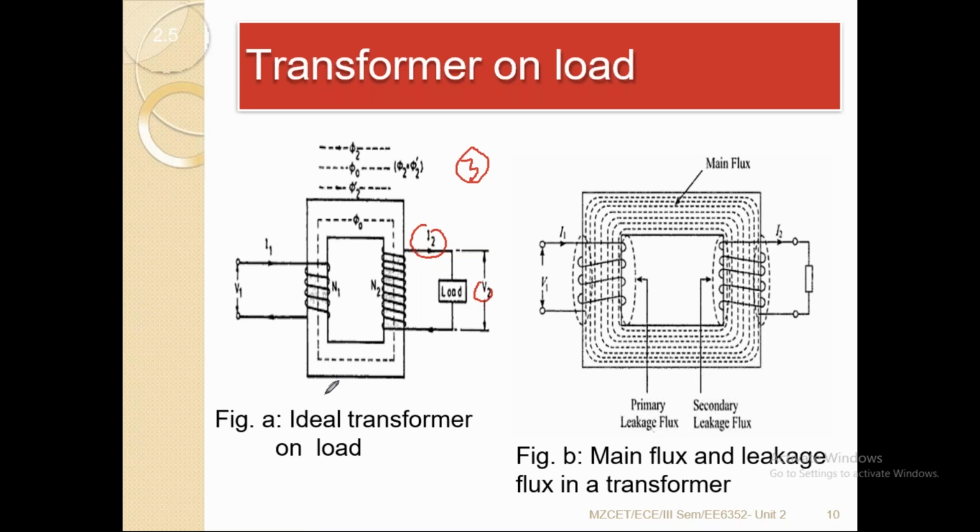Now, what is the difference between these three loads? Resistive load has unity power factor, that is cos phi is equal to 1, inductive load has lagging power factor, and capacitive load has leading power factor. So these are the three loads we use on the secondary of the transformer.